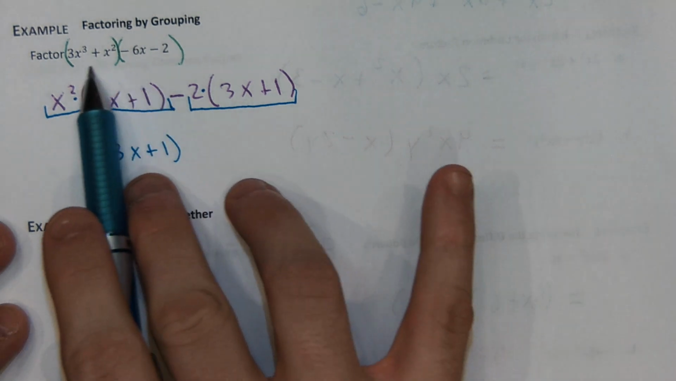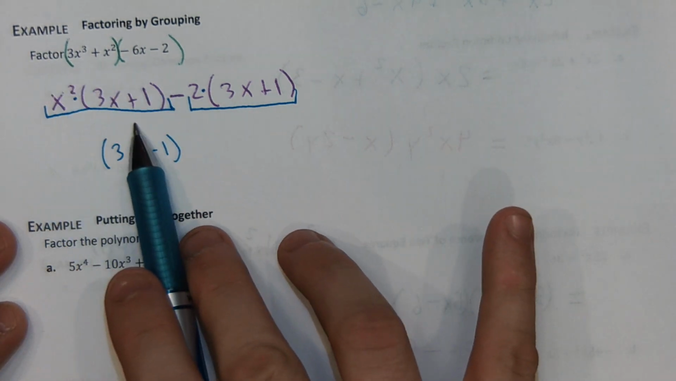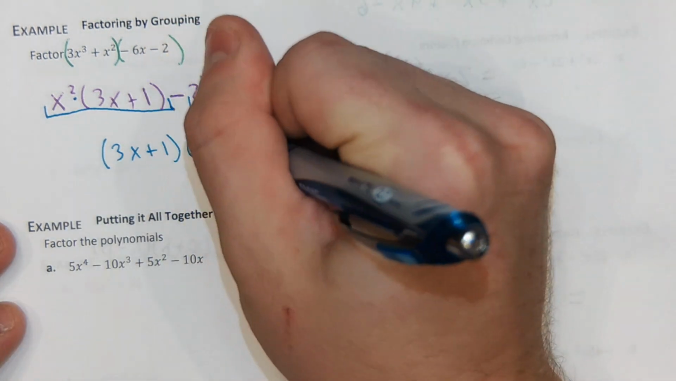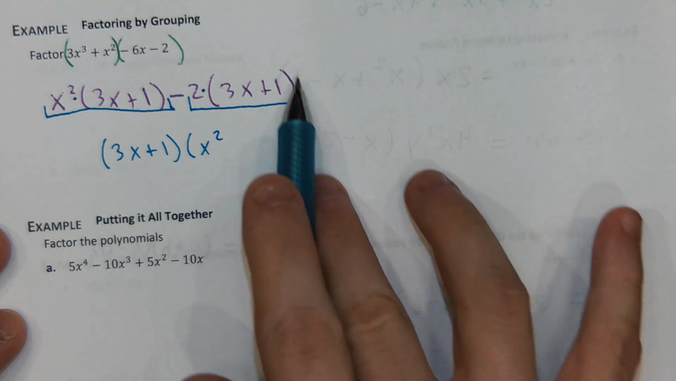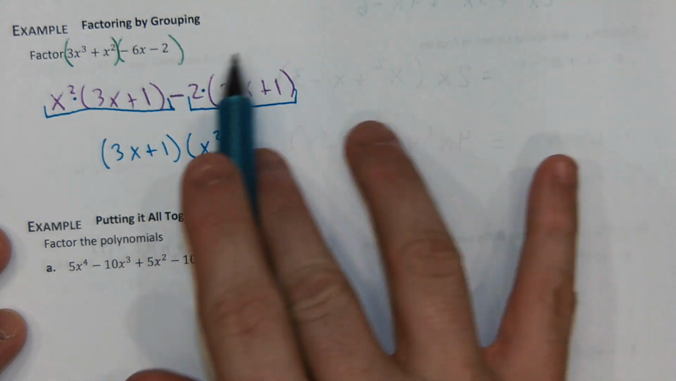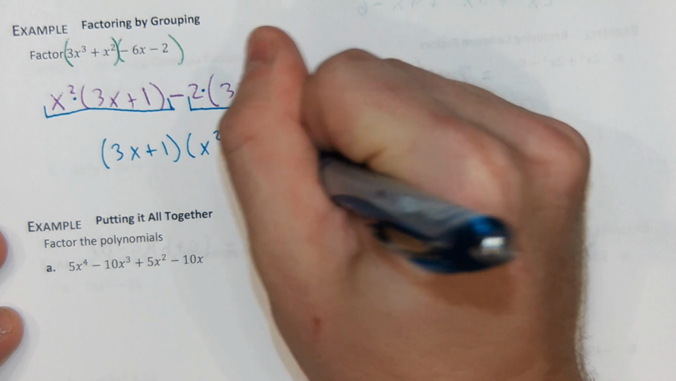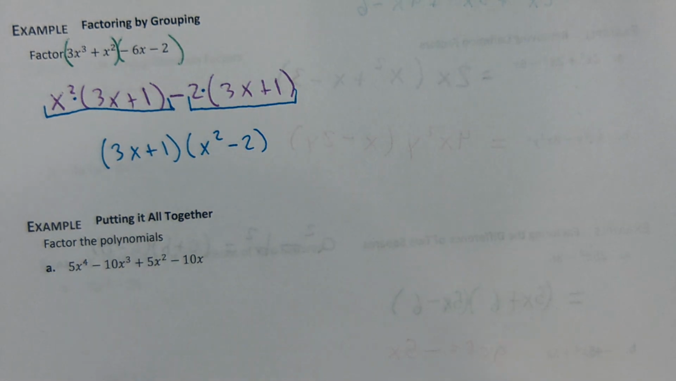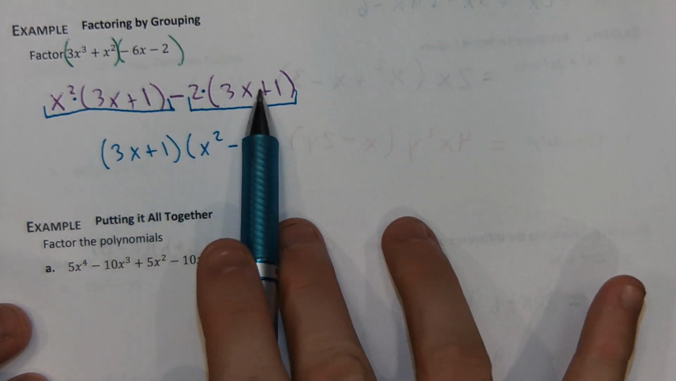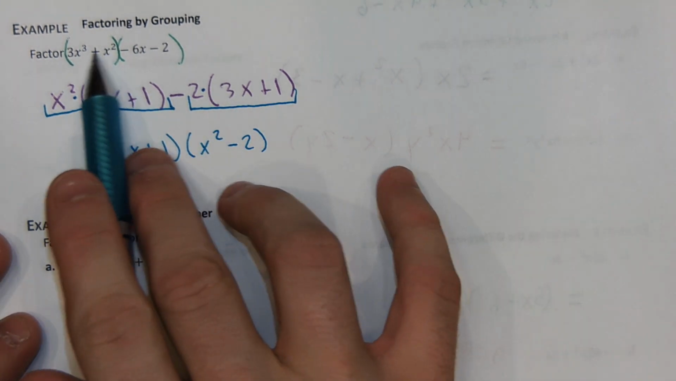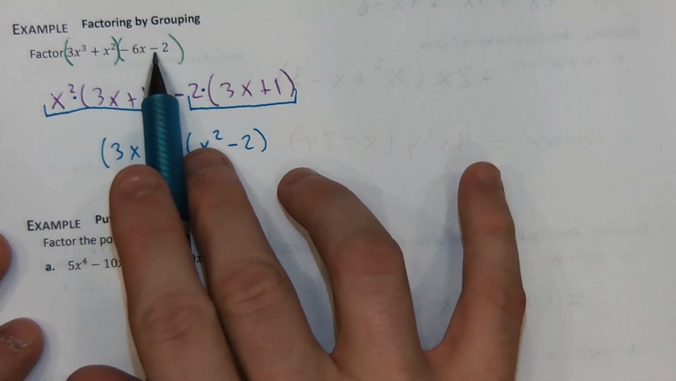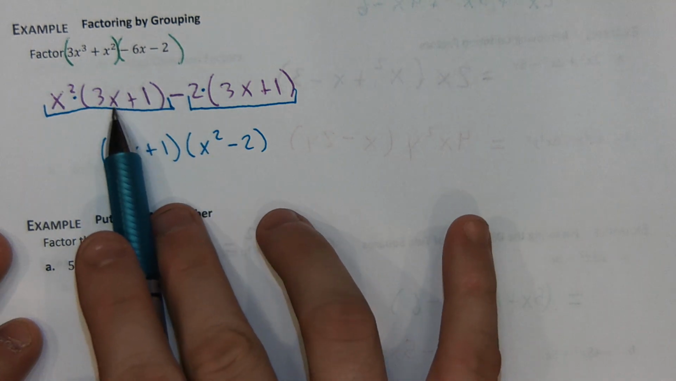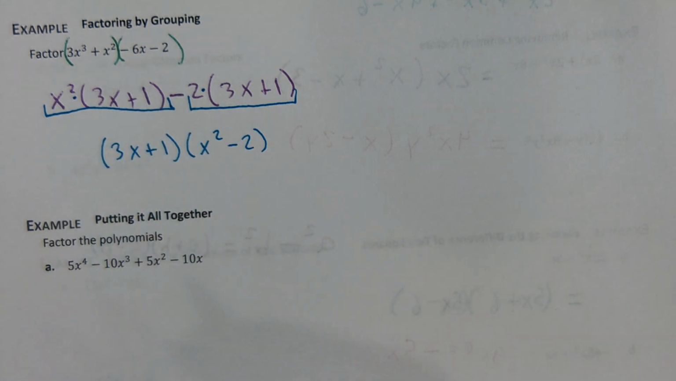If I divide this term by 3x plus 1, all that's left over is x squared. And if we divide this term by 3x plus 1, all that's left over is minus 2. And there you go. Often I hear, Mr. M, where'd the other 3x plus 1 go? It didn't go anywhere. I factored it out from the two terms, just like here I factored an x squared from these two terms. Here I factored out a negative 2 from these two terms. Here I'm factoring out a 3x plus 1 from these two terms. It didn't go anywhere. It's still there.